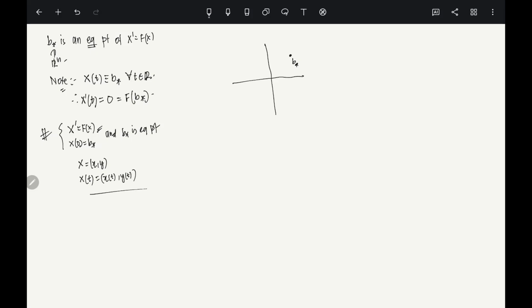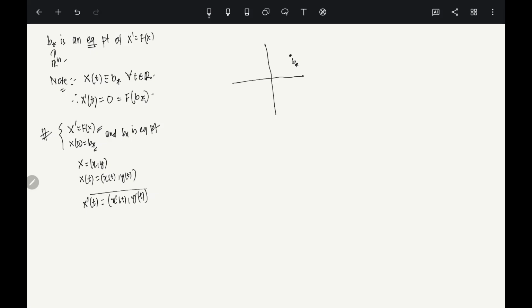Now this particle moves, and what is the rule? It is x prime of t, which is small x prime of t, small y prime of t. So it is saying that the tangent is given by the vector field. And x0 equals B star says what the starting point of the particle is. Where does the particle start? In this case, the particle starts at B star. And what is the solution? The solution is also B star.